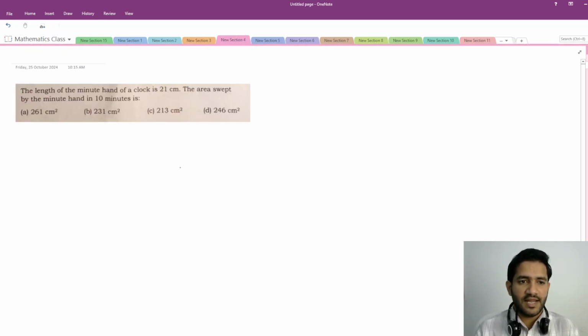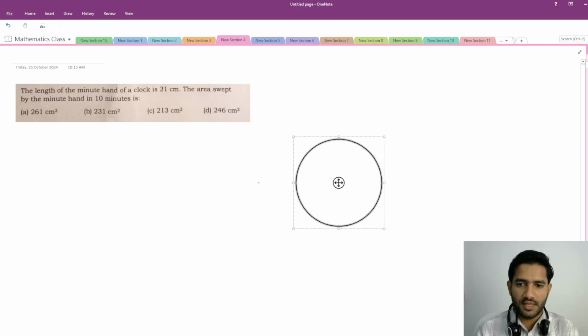Now, the length of the minute hand of a clock is 21 centimeters. Find the area swept by the minute hand in 10 minutes. It is related to circles, so first of all we want to draw a circle here. The minute hand: the clock starts from here, the 12 or the 0. The length of the minute hand is 21 centimeters.